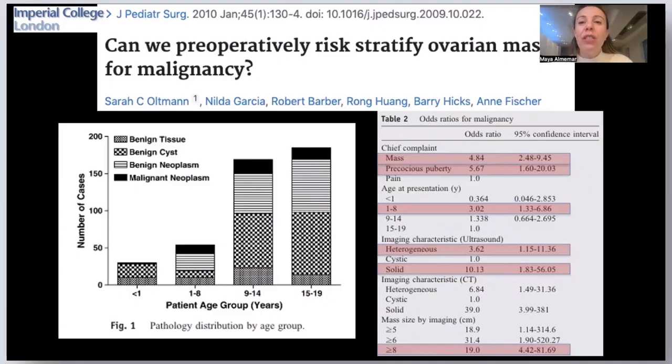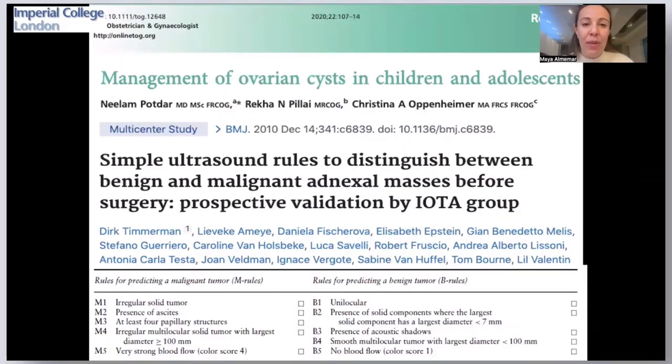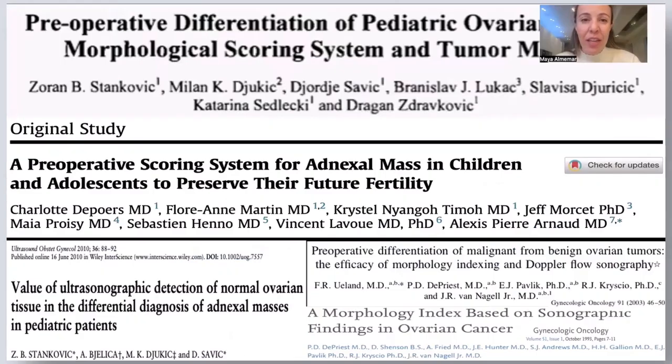There are other features on ultrasound that may worry you more about malignancy, such as the presence of endocrine manifestations like precocious puberty, an age group between 1 to 8, a solid lesion, and a lesion greater than 5, 6, or 8 centimeters. But what about algorithms or diagnostic models that we can use? Well, this TOG article suggested the use of the IOTA simple rules, which we know has been extensively externally validated and performs very well. However, this wasn't validated for use in under 18-year-olds.